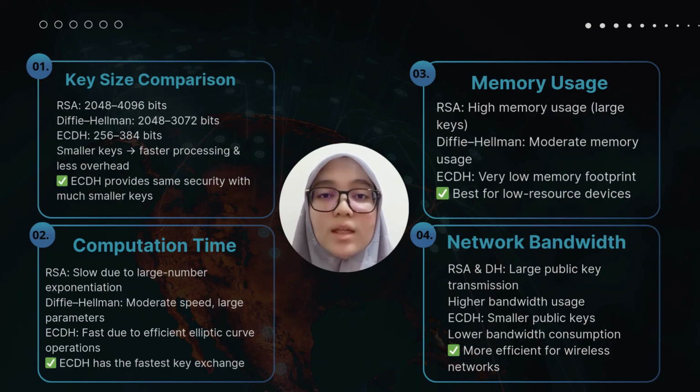Network bandwidth refers to how much data is exchanged during the key establishment process. RSA and Diffie-Hellman transmit large public keys, which increases bandwidth usage. ECDH transmits smaller public keys, reducing network traffic. So this is especially beneficial in wireless networks and environments with limited bandwidth.